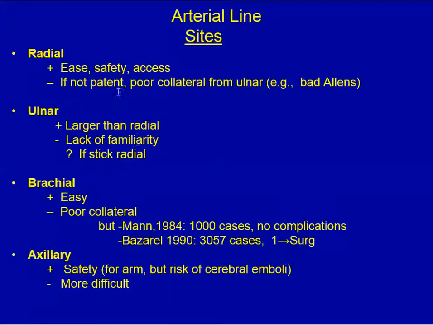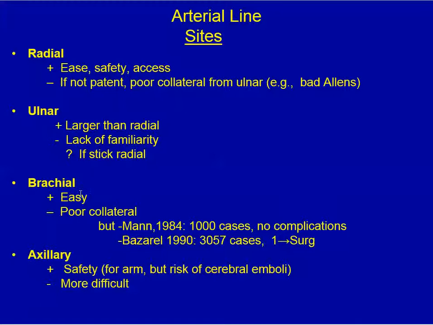There are many different sites. The most common is the radial because of its ease, safety, and access. The limitation is if it's not patent or the patient has poor collateral flow. The ulnar is actually larger than the radial, but because we don't commonly use it, people are unfamiliar with it. Furthermore, if the radial is absent or you've tried the radial and you've lost the pulse, I personally am hesitant to then use the ulnar, even though I know of no data showing the danger of it.